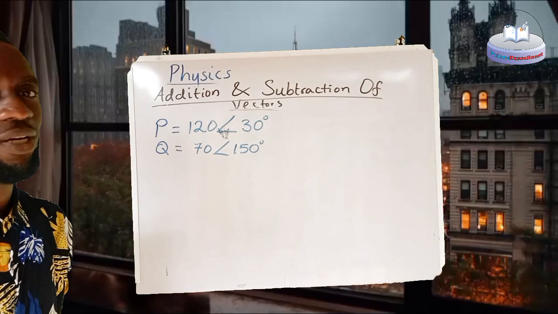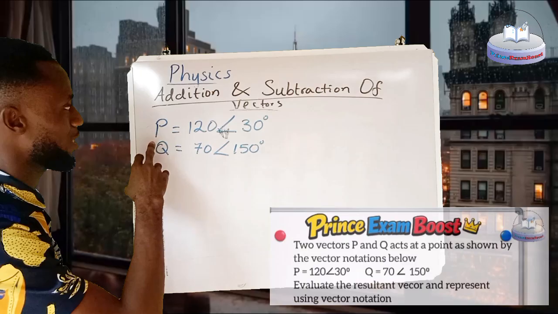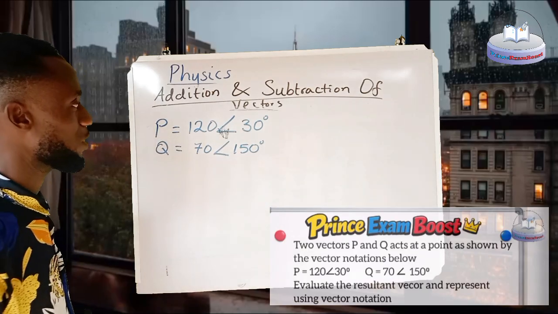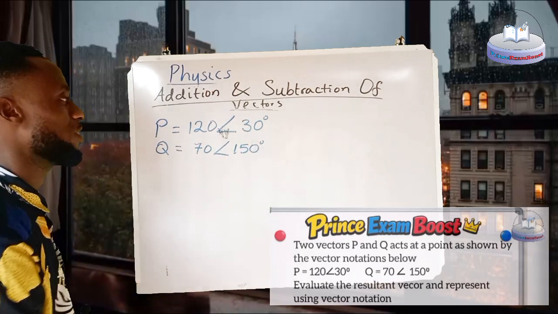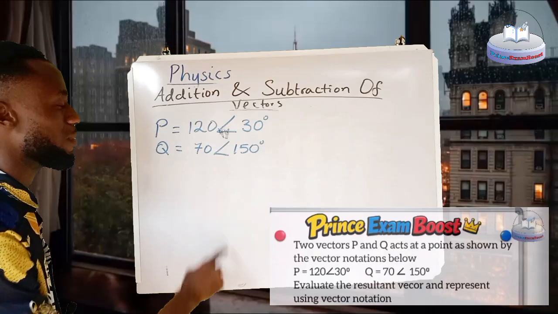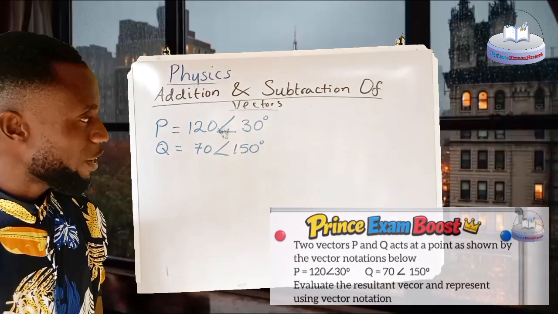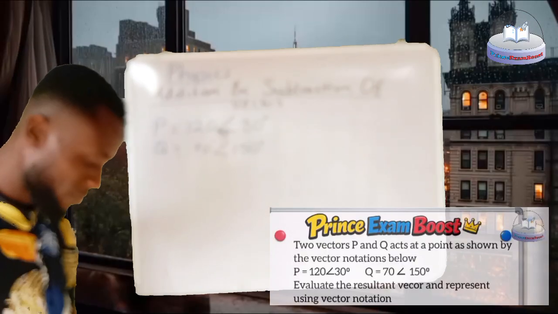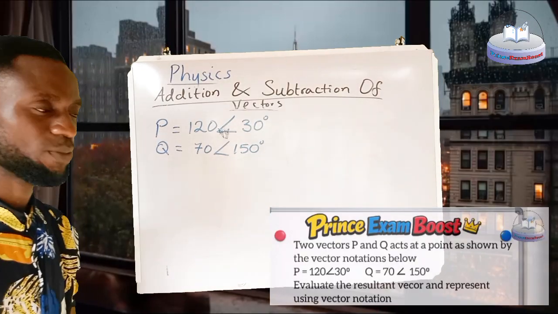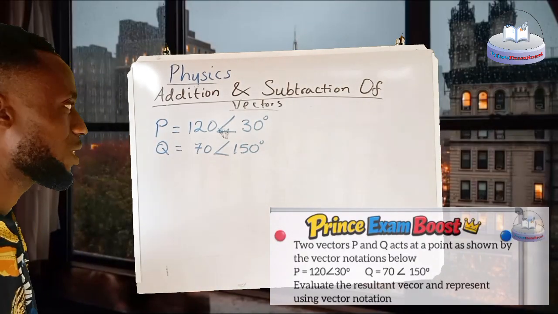We're given two vectors using vector notation, like I said. The first vector has a magnitude of 120 in the direction of 30 degrees to the horizontal. The second one has a magnitude of 70 in the direction of 150 to the horizontal. In order to get the resultant for this type, I'll start with the cheap method. I call it cheap. You can employ it. It works. It works any day, anytime.